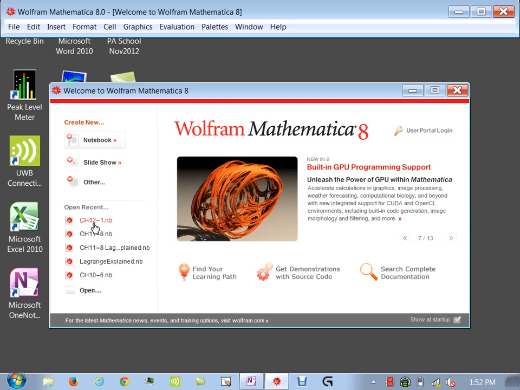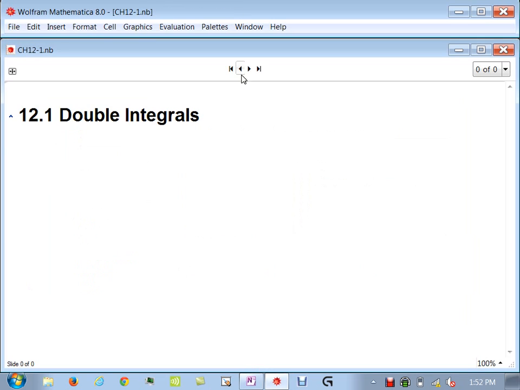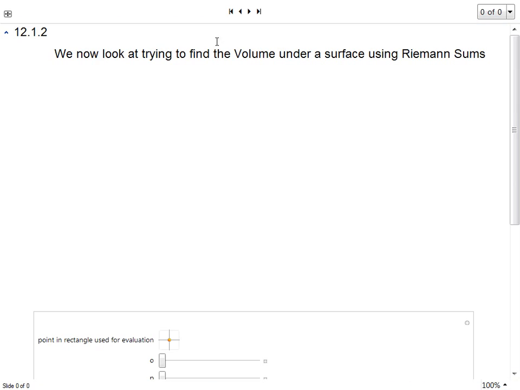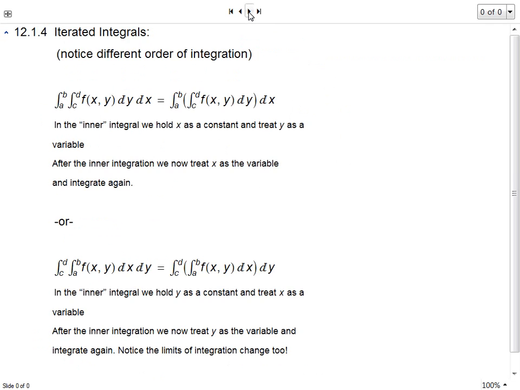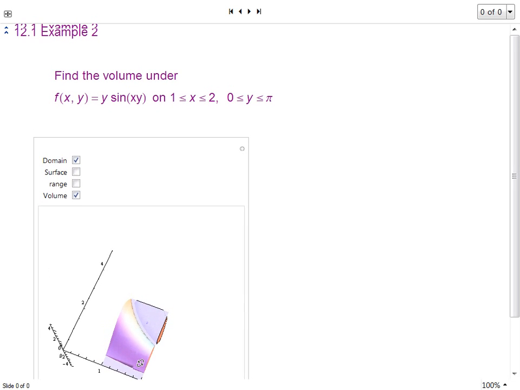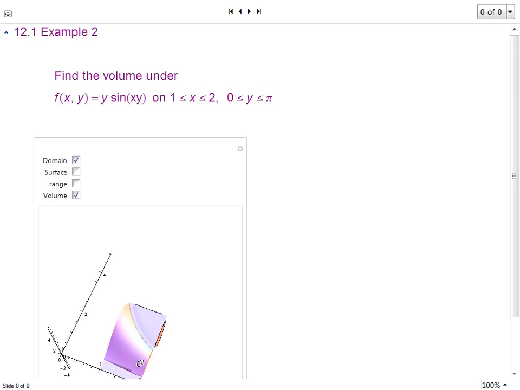We would have to know where that surface intersects the XY plane, which is not necessarily an easy thing to do. See, we would have to know where that went below. So you would have to set y sine xy equal to 0 and solve. That'd be a little bit of a challenge.